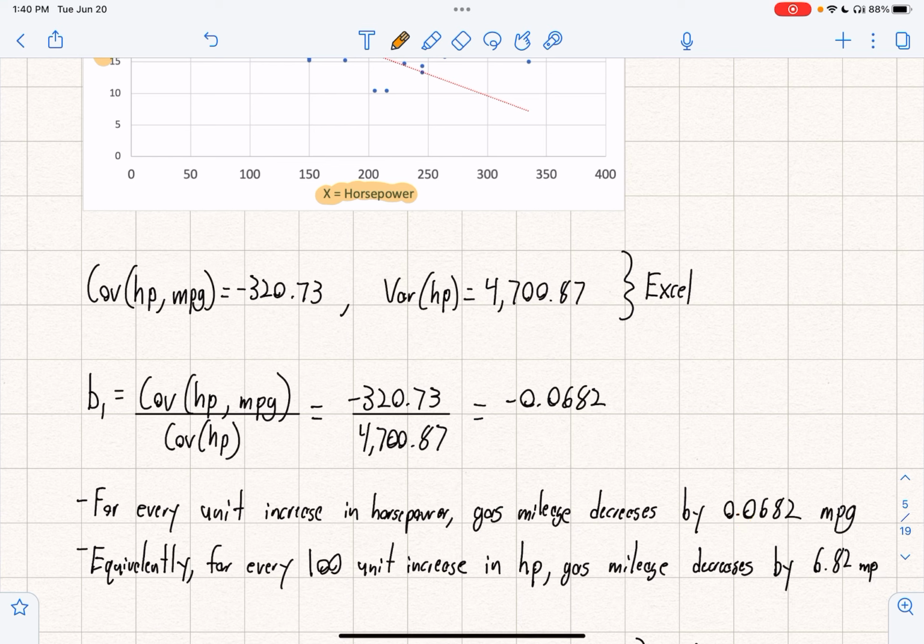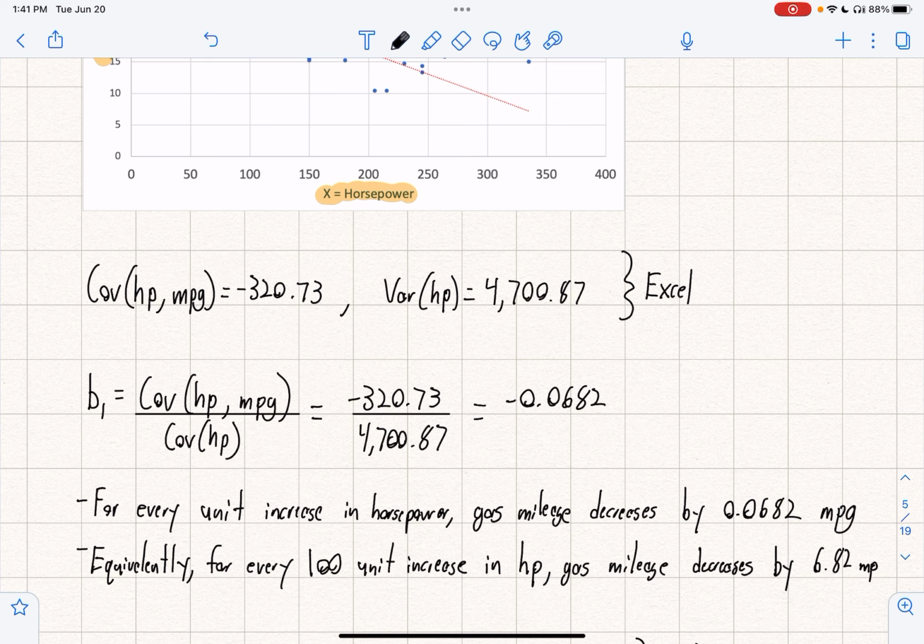But you don't have to do that. But this might make a little bit more sense. If horsepower increases by 100, gas mileage is going to decrease by about 6.8 miles per gallon. And that makes a little more intuitive sense rather than a single horsepower and 0.06 miles per gallon. That doesn't make quite as much sense.